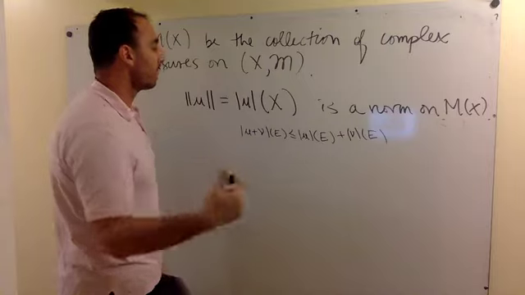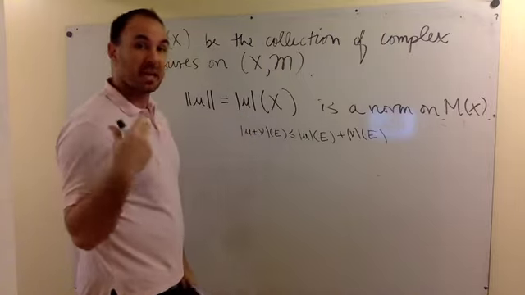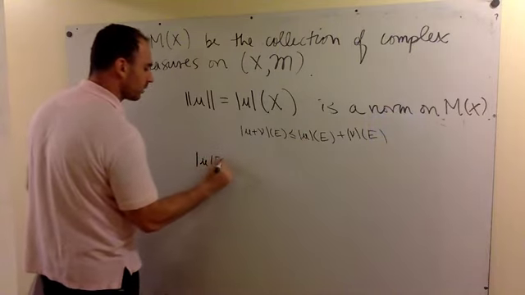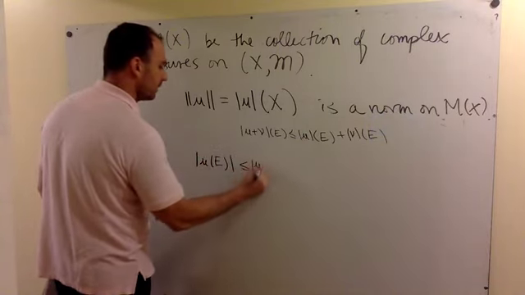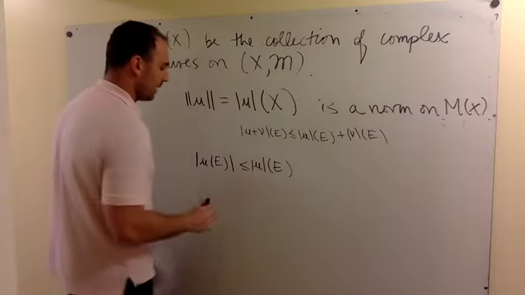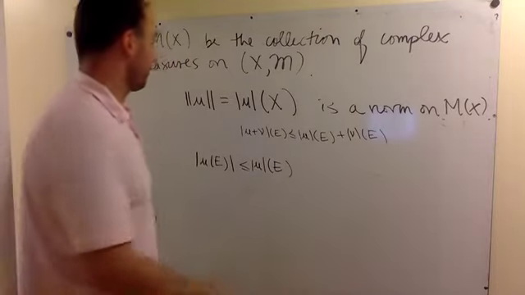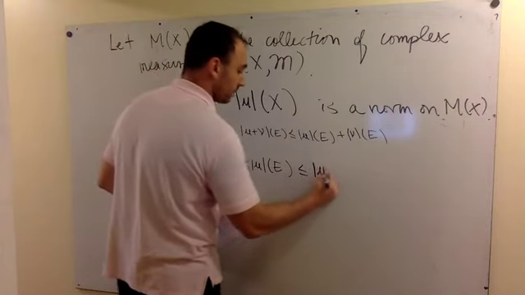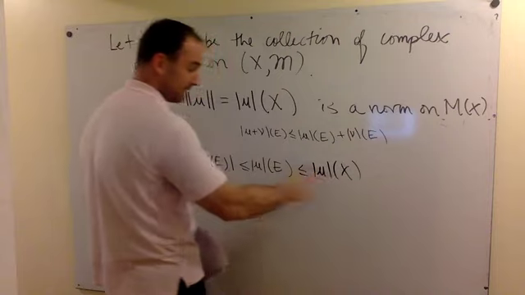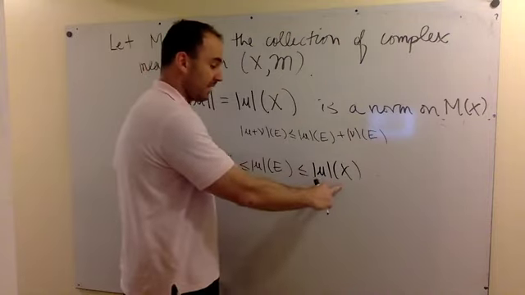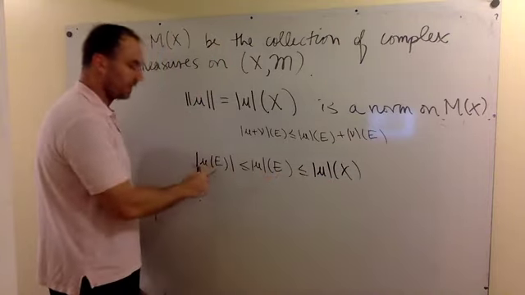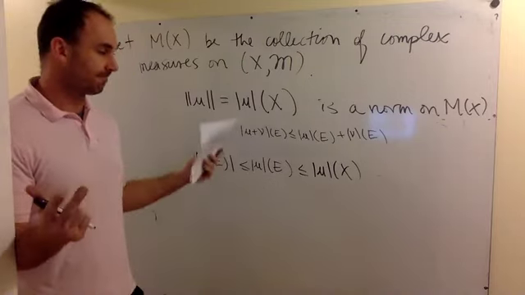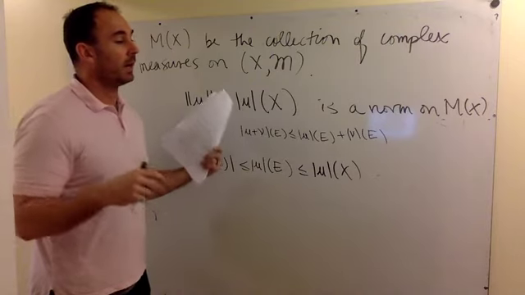The fact that it's 0 if and only if the measure itself is 0: notice that for any complex measure, this is less than that. So if this thing is 0, then this will be this. Now we can use monotonicity because this is a positive measure. If that's 0, then these are 0 for all E, and hence the measure itself is the zero measure. Okay, so that's a norm.